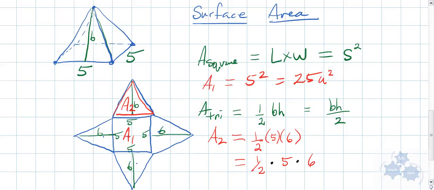Okay, so what do we got here? Continue. What do we got? Thank you. 15. Now, I've got 25 here, and I've got 15 here. What about these ones?